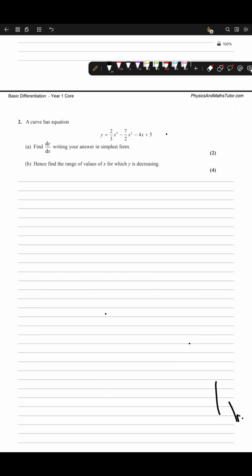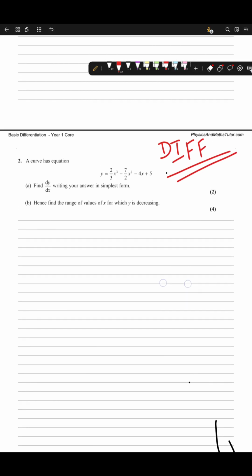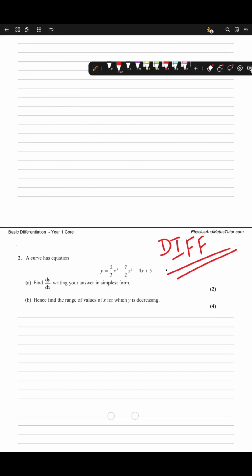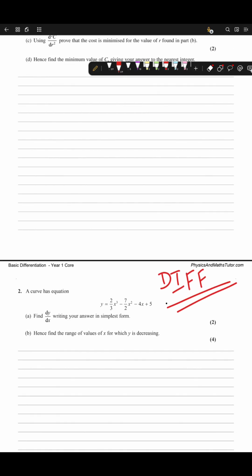Okay, let's start. Question number 2, the topic name is the same, differentiation. Let's do this. Find the differentials of this expression that is given over here: y equals 2 over 3 x cubed minus 7 over x squared minus 4x plus 5. Alright, so let's solve this.